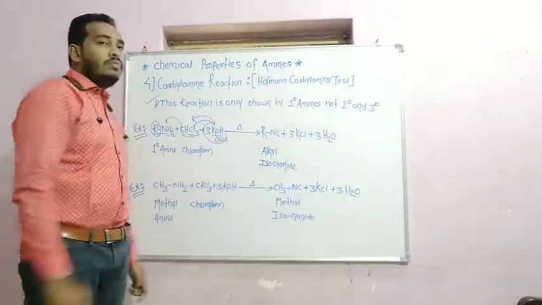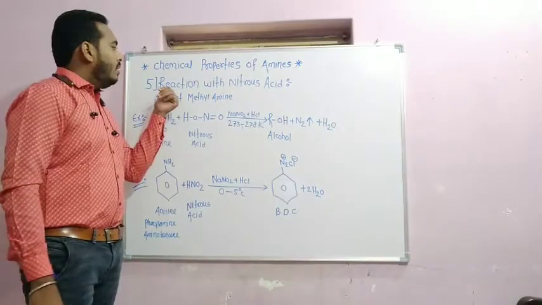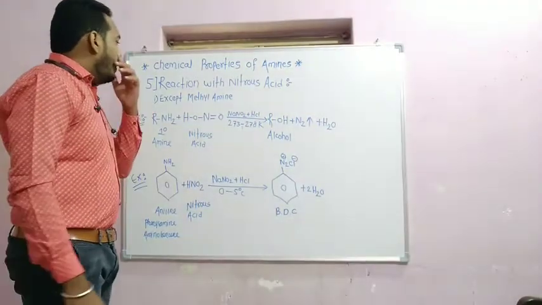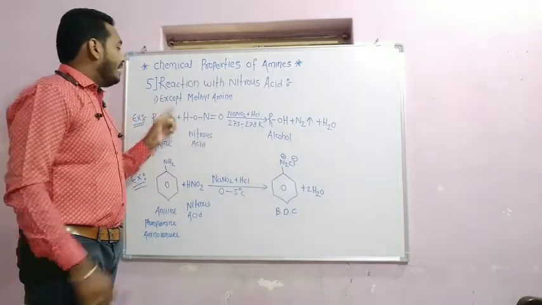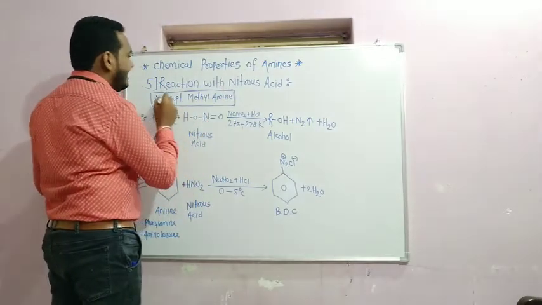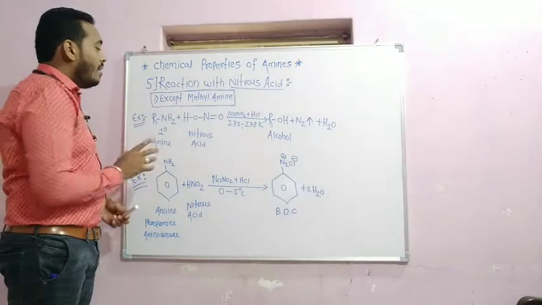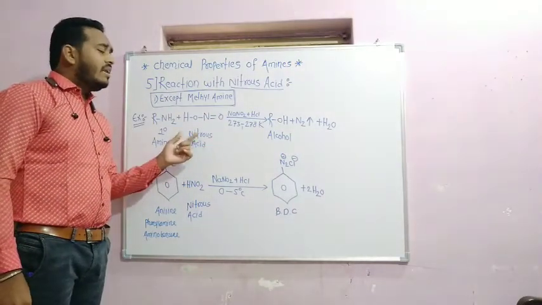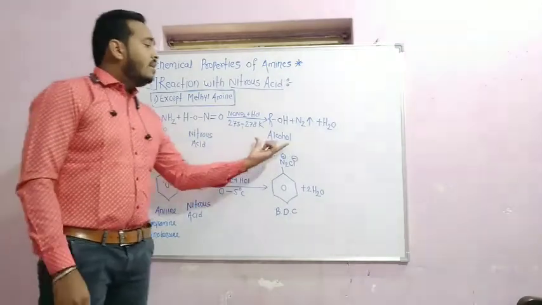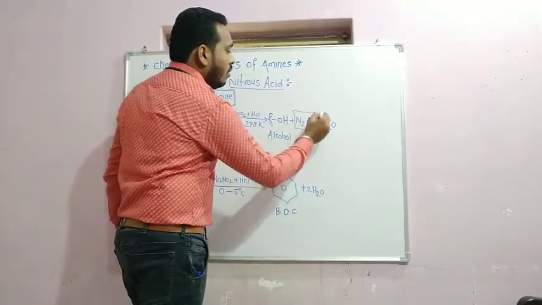Then the last reaction is the reaction with nitrous acid. We discuss when any primary amine, except methylamine, is used. Methylamine does not take part in this reaction with nitrous acid among the chemical properties of amines. When any primary amine except methylamine reacts with nitrous acid in the presence of NaNO2 and HCl at about 273 to 278 Kelvin, the corresponding alcohol is obtained along with evolution of N2 gas, and water as a side product.